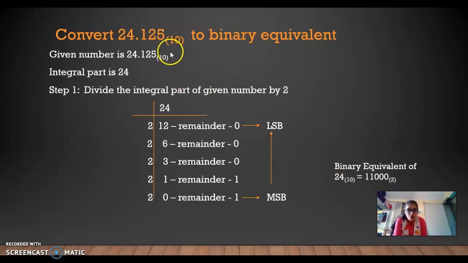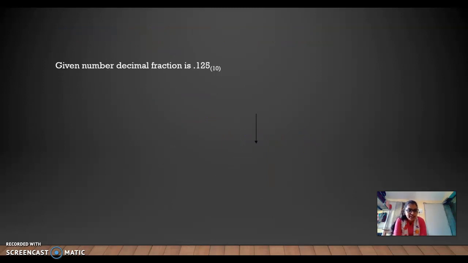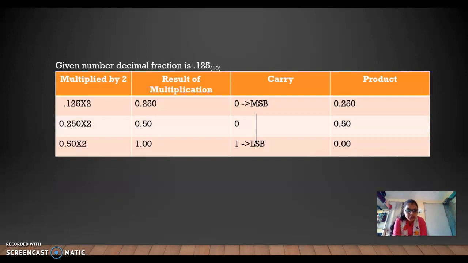Now let us concentrate on the fractional part. Notice our fractional part here. It is 0.125. How will you convert it? Multiplying it by 2. See, 0.125 times 2 is 0.250. What is the carry over here? Carry is 0. Make it the MSB. What is the product? Product is 0.250. Multiply it again. 0.250 times 2 is 0.50. Look at the carry. Carry is 0. So, write it in the carry column. The product is 0.50.